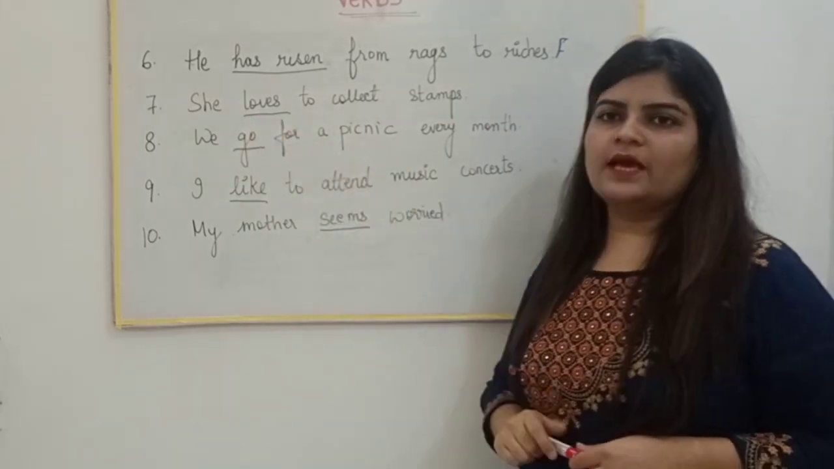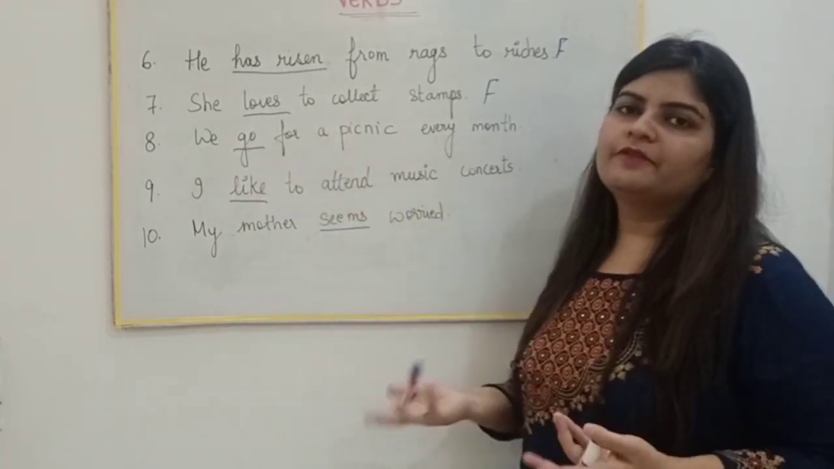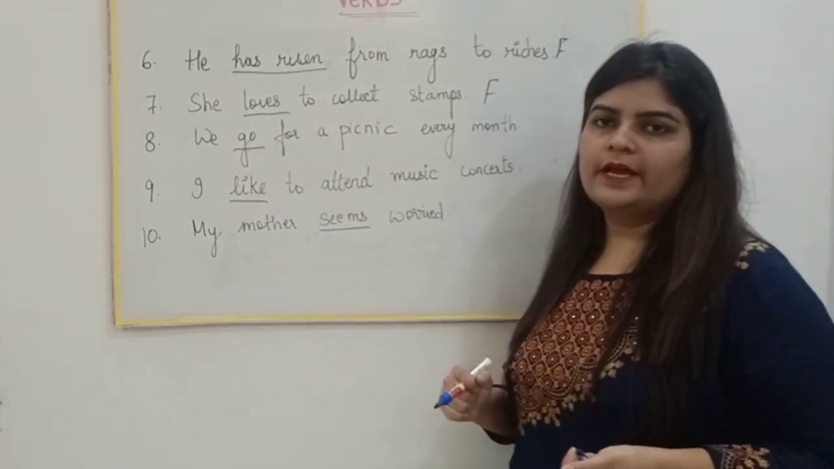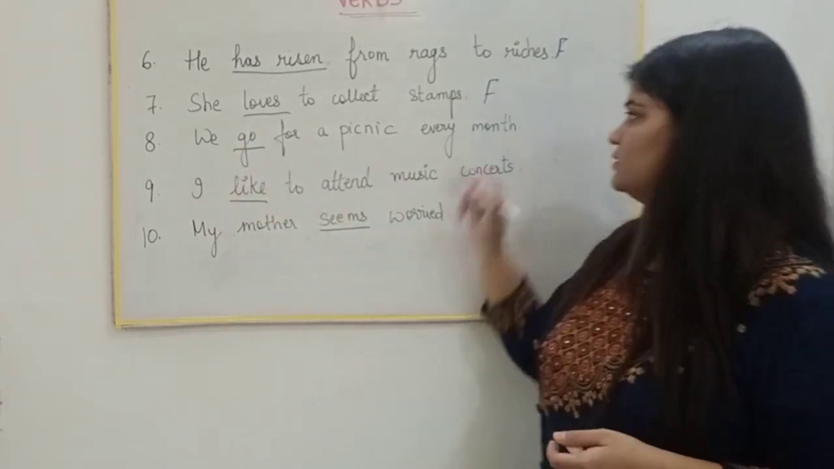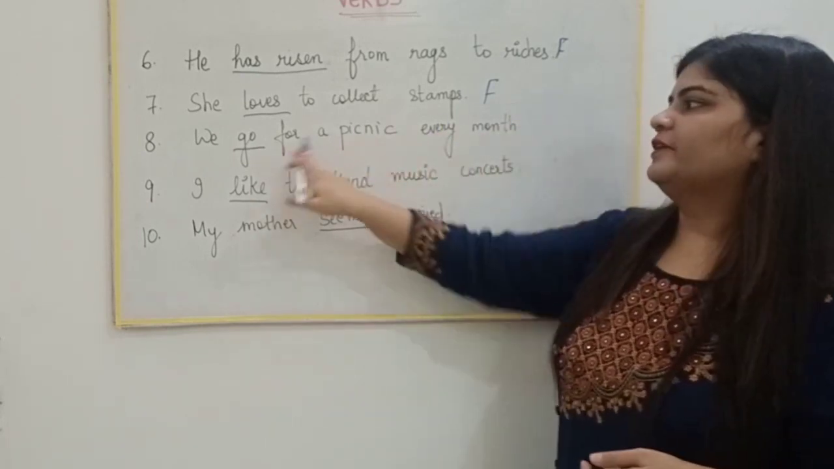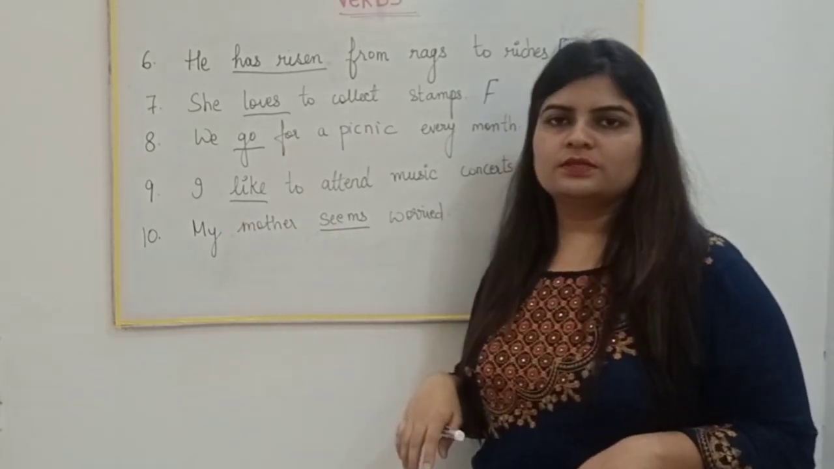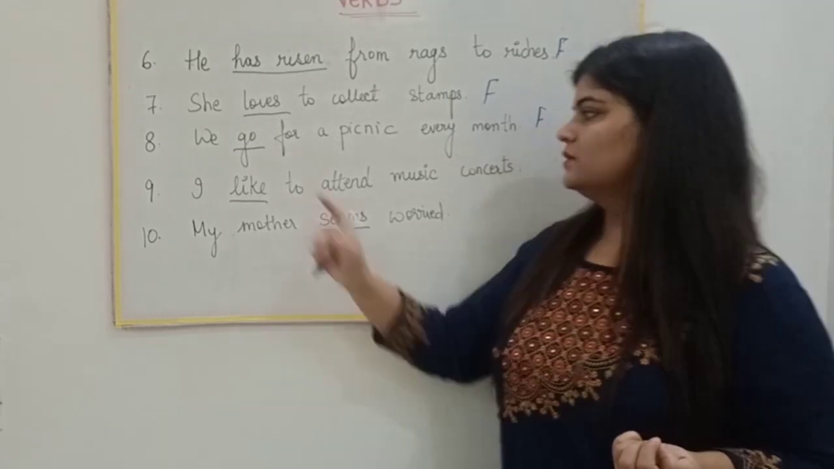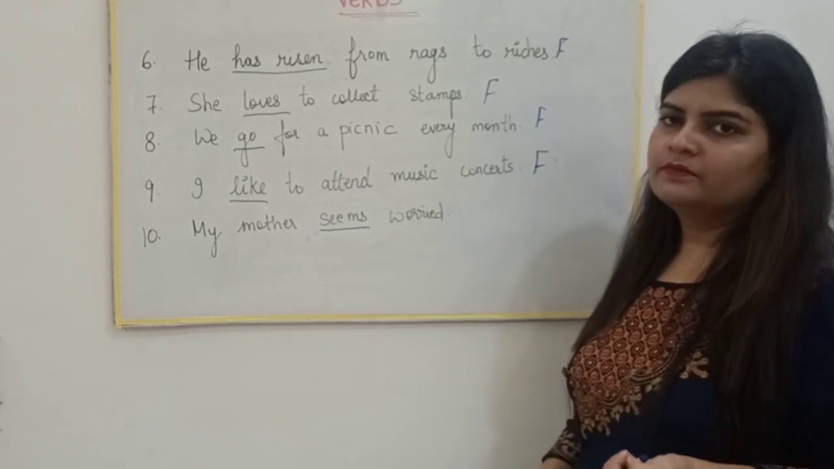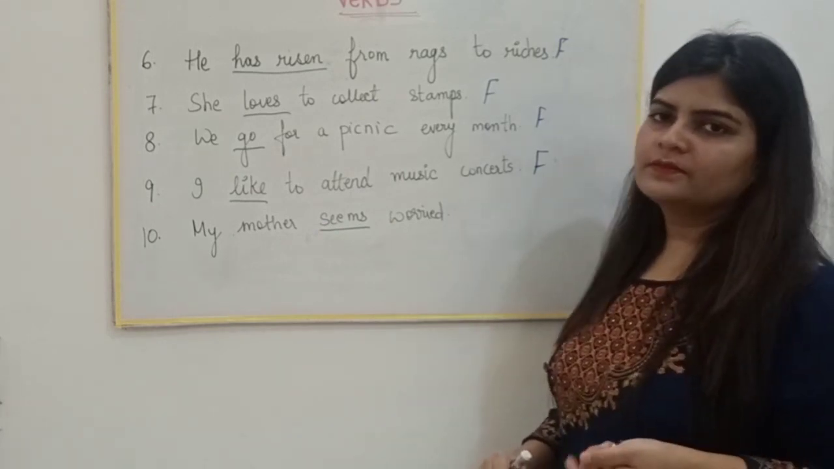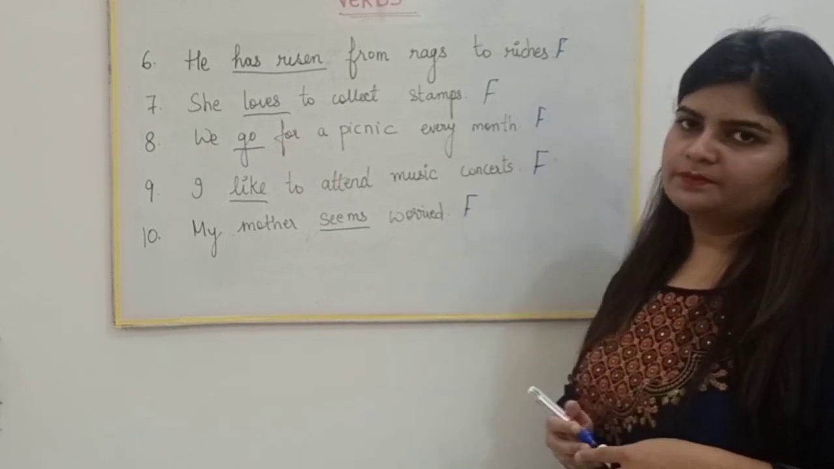She loves to collect stamps. Finite verb because you can change it. We go for a picnic every month. She goes for a picnic every month. You can change the tense too. We went for a picnic. Okay. There, then, every month will not be there. So we went for a picnic. So this is the finite verb. I like to attend music concerts. He likes to attend music concerts. So it is also a finite verb. My mother seems worried. You seem worried. So you can change the verb here also. So this is also a finite verb.